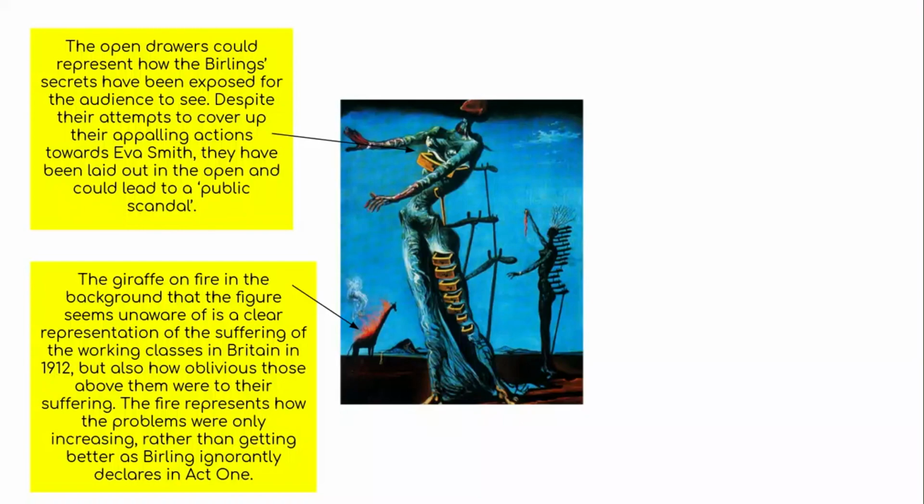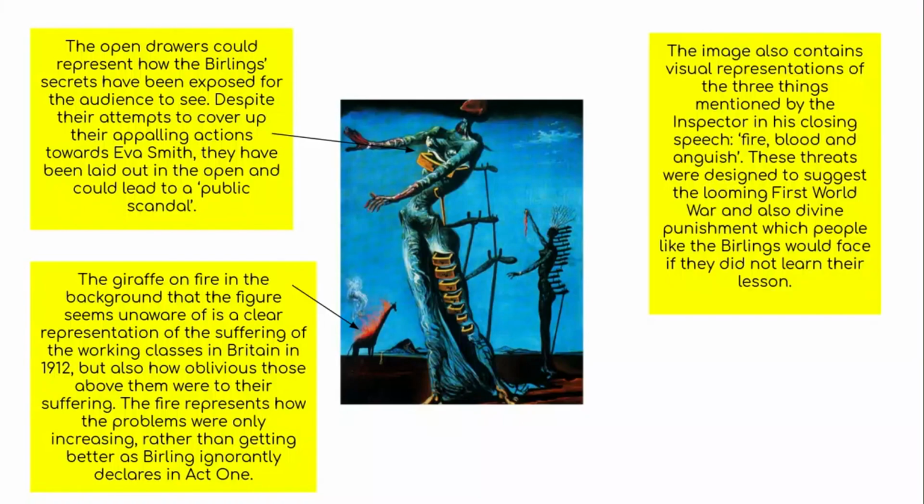And then finally, the other figure on the right, to me, seems to be holding sort of a bloody dagger. I mean, obviously it could be anything, but that fits in with my idea that the whole painting represents fire, blood, and anguish, which is what we see variously across the whole painting. And that's the threat the inspector gives to the Birlings before he leaves, that if they don't learn their lesson, they'll be taught it. And of course, that fire, blood, and anguish means World War I, which is the literal punishment for British society, if you like.